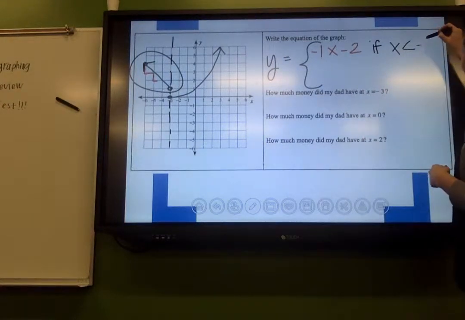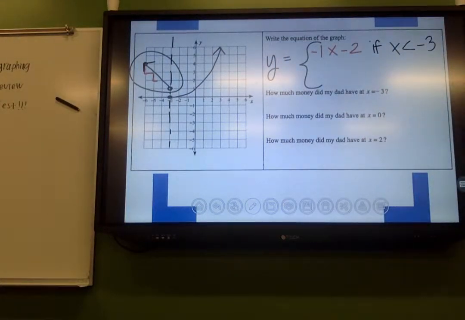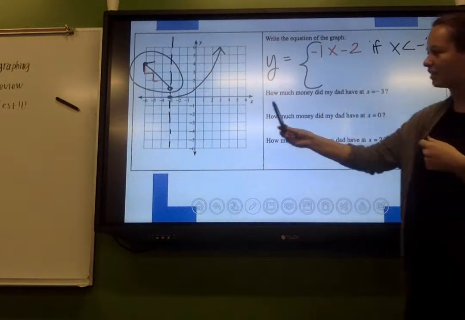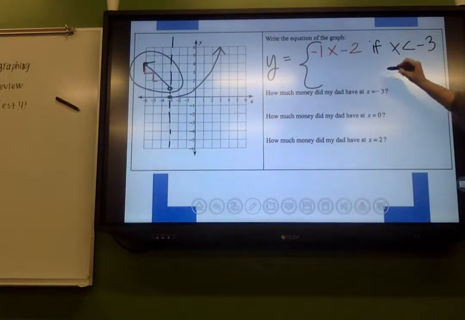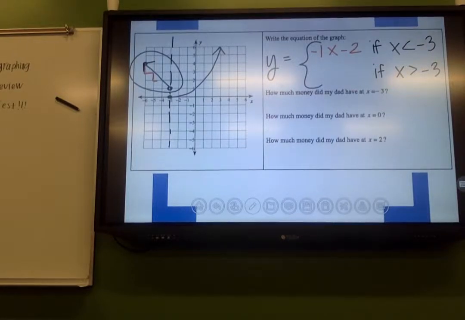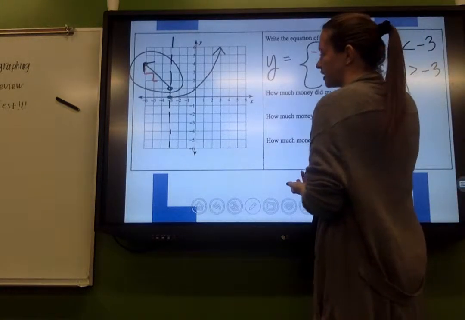All right, x is less than -3. So we use this line function anytime we're left of -3. We're less than -3, we use this line. What happens if we are greater than -3? What's our equation for that? It's not exponential, it's actually quadratic. So if it's quadratic, you have an x squared. Yes? Can you guys find the slope for this one?